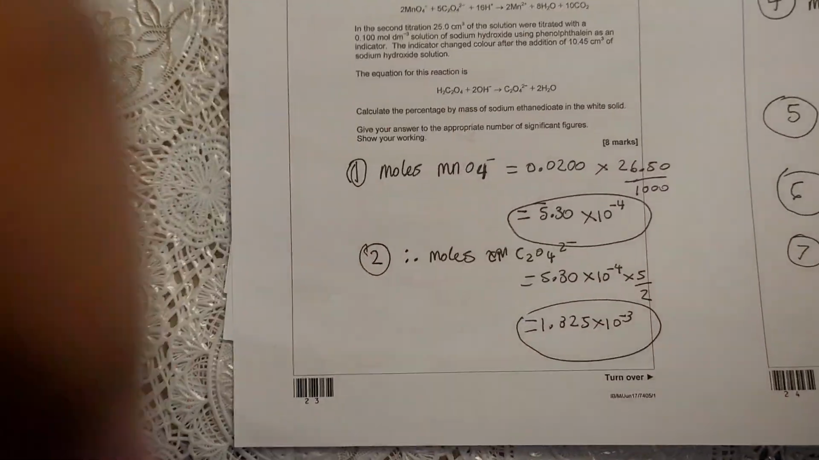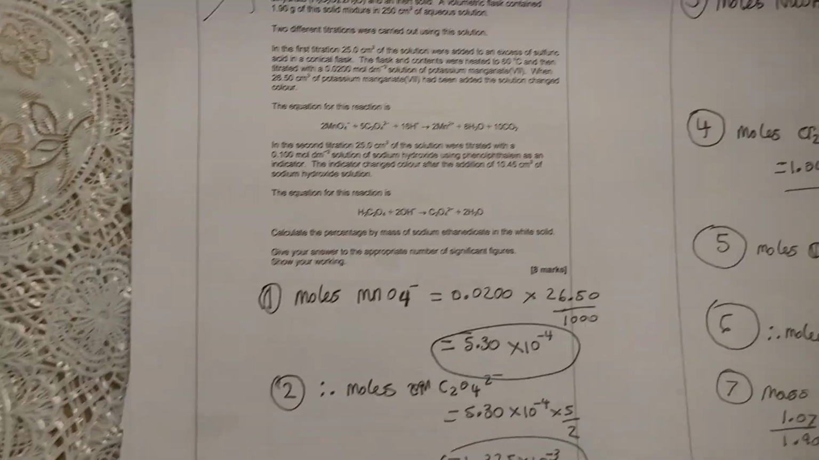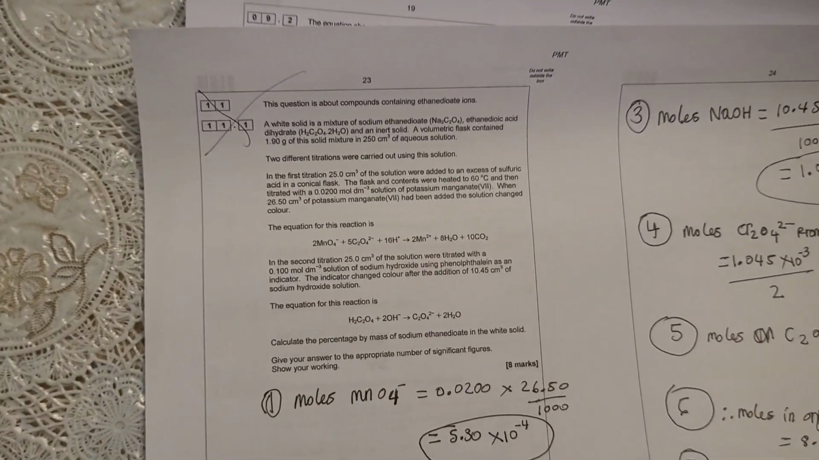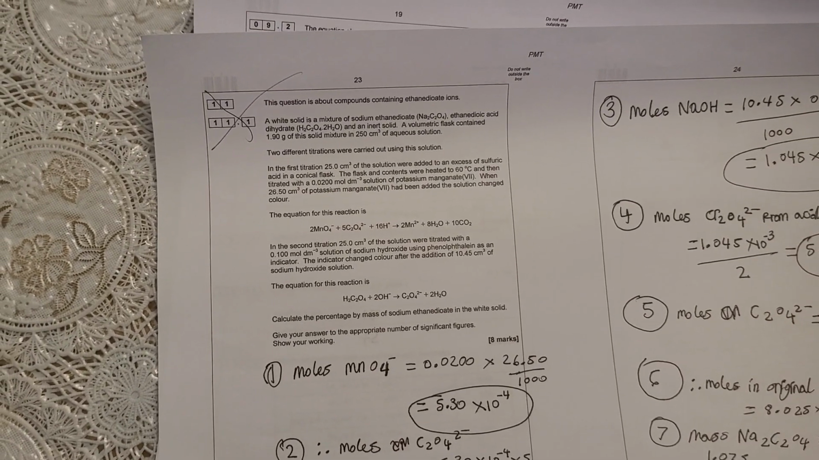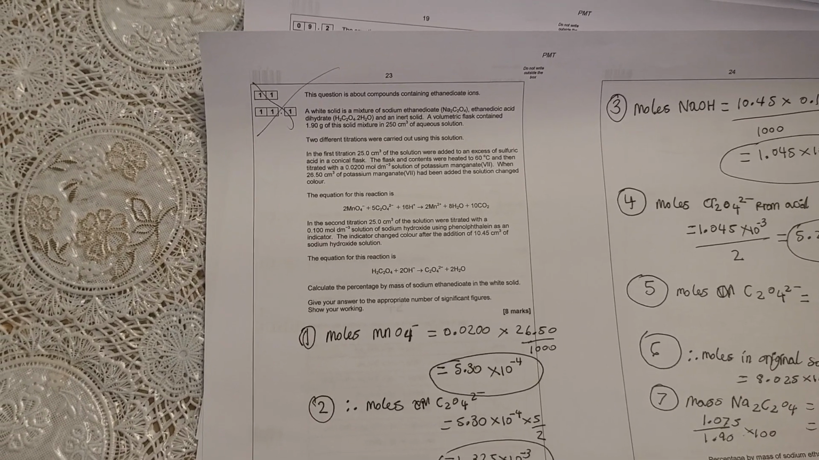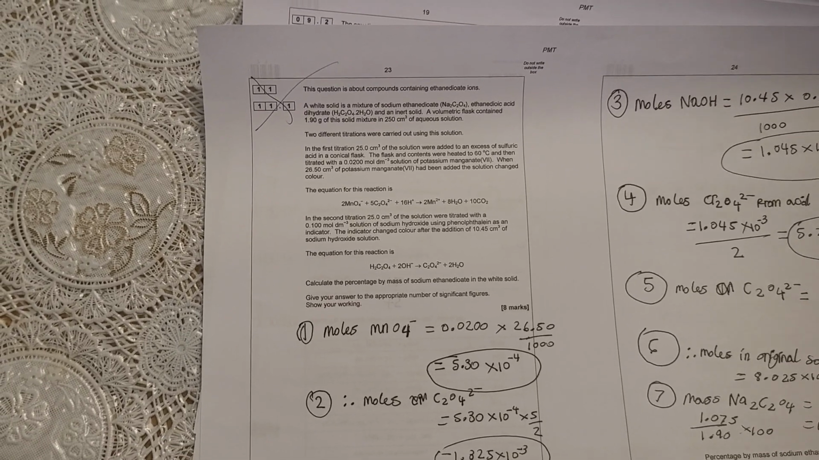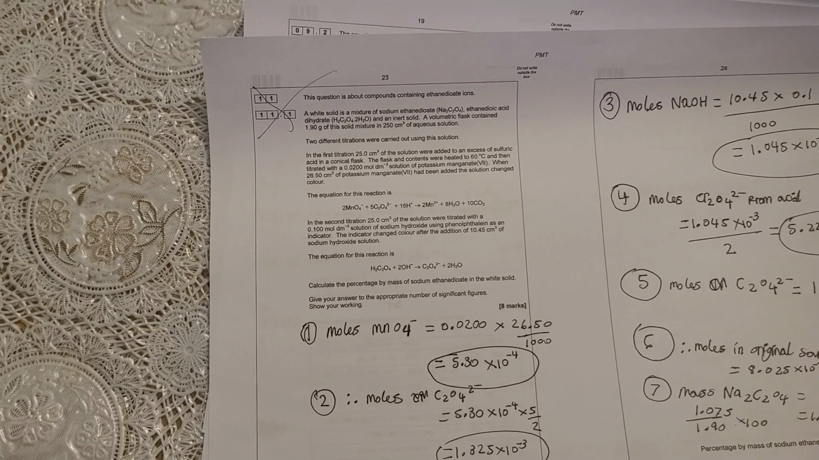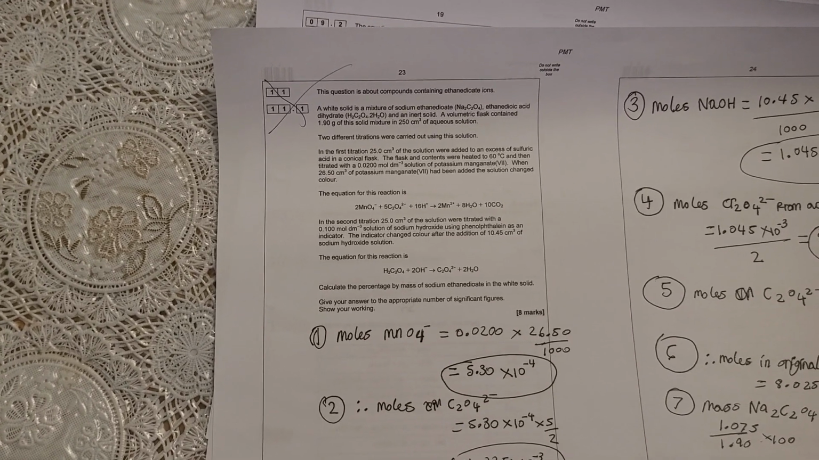Question 10 I can't do. Question 11, calculate the percentage by mass of sodium ethanoate in the solid, give your answer to an appropriate number of significant figures. Now, in my opinion, this is the hardest type of mathematical question they could ask you. These calculation questions involving back titrations, in my opinion, are the hardest. And you just got to get a highlighter, highlight not every, but the key things you're going to be needing to use. Find out the moles firstly.